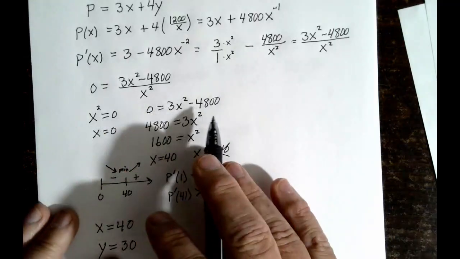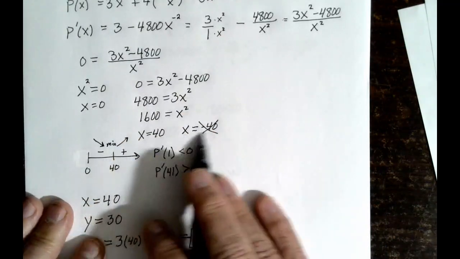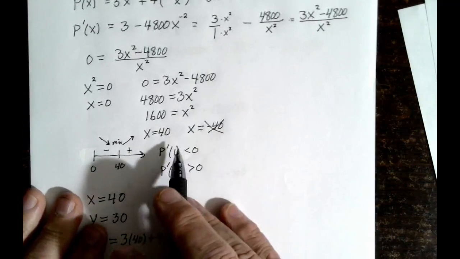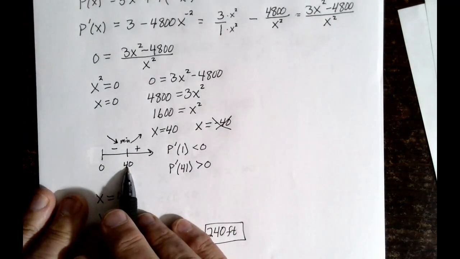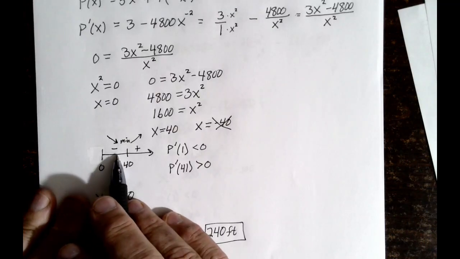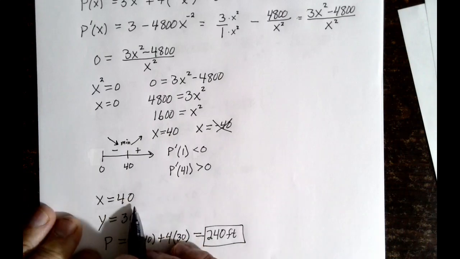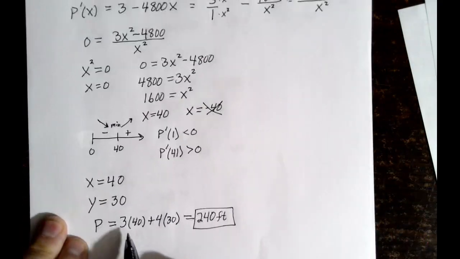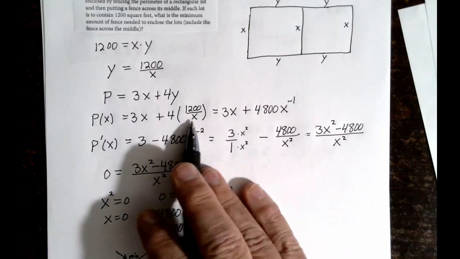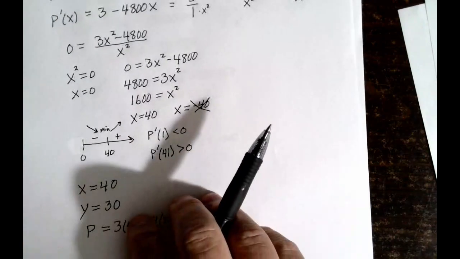And the denominator gives you nothing, but the numerator gives you plus or minus 40. That's a length, so you throw out the negative. And so with positive 40, you're talking about a minimization. And so we know that x equals 40. When you go back and plug 40 into that, you know y equals 30. And so now when you plug 40 into the perimeter function, you will get 240 feet of fencing.